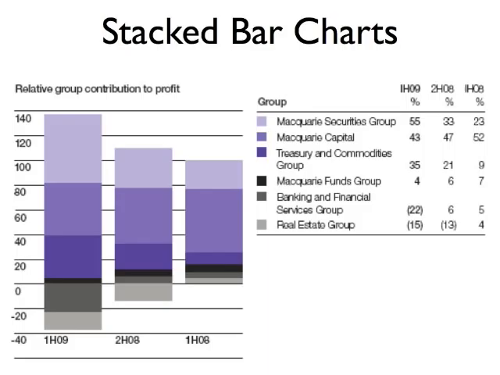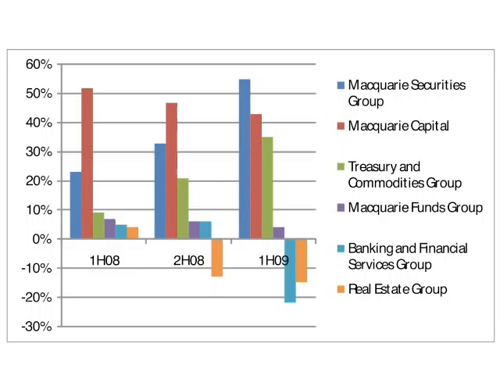This is taken from Macquarie Group, a leading investment bank in Australia, and they have these stacked bar charts that they're using to demonstrate the performance of six operating units. But really, if we convert them into more traditional bar charts, you can start to see that the real estate group and the banking and finance group are going south. You couldn't tell that on the other bar chart.